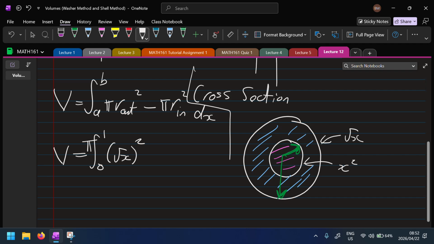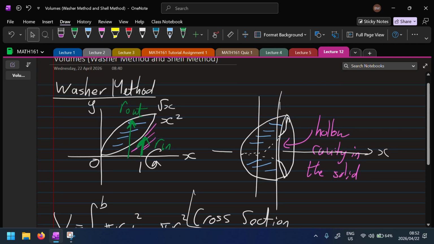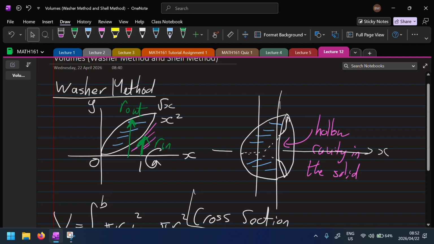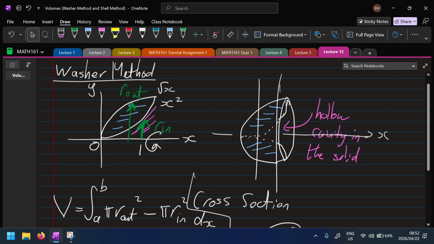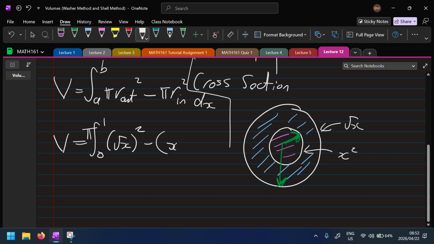Don't forget to square that. Okay, minus r in, that's the smaller radius for the inside part. That will be x squared, that's on the smaller side there. And again, you need to square that. Okay, so that's all the setup done.